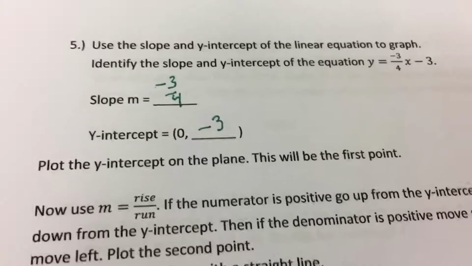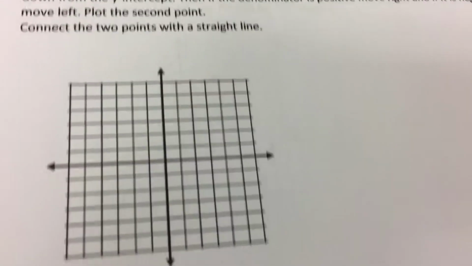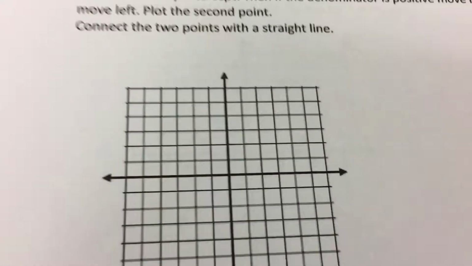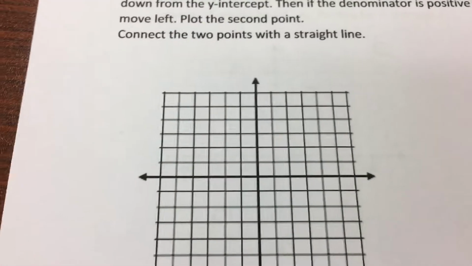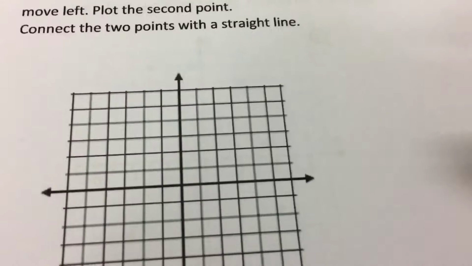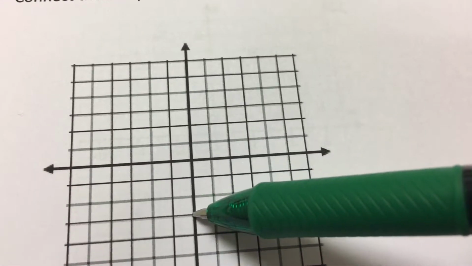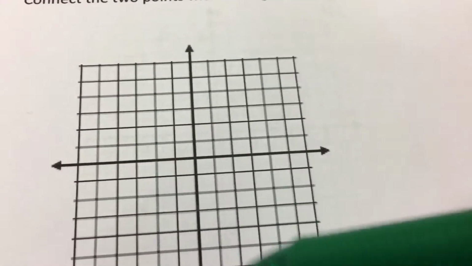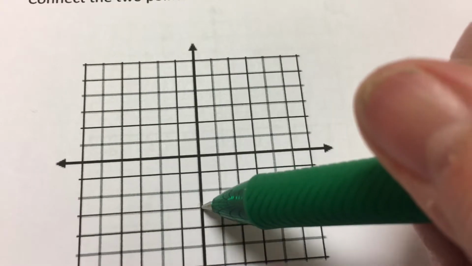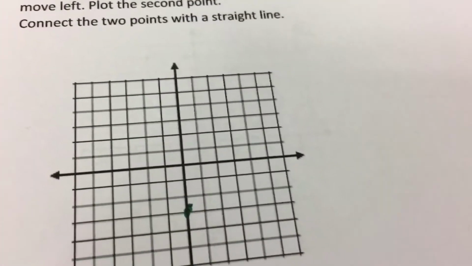And then notice it says plot the y-intercept on the plane. This will be your first point. Now what that's talking about, this is an axis. And on the axis, you will be placing the y-intercept. The y-intercept is 0, -3. So that means I go over to 0 and down 3. 1, 2, 3. And I'm going to put a dot right there. Let me place that. Whoops, my pen's not working. Okay, so I have 0, -3.